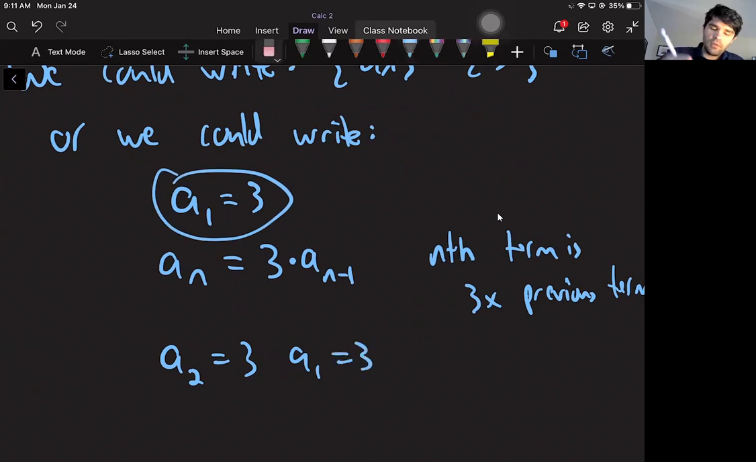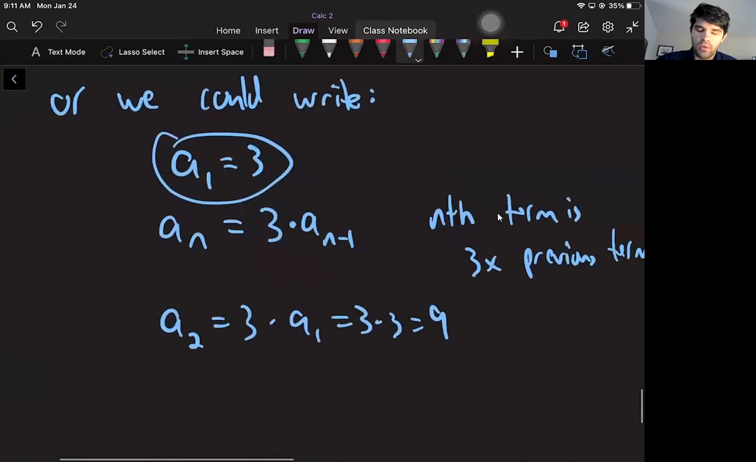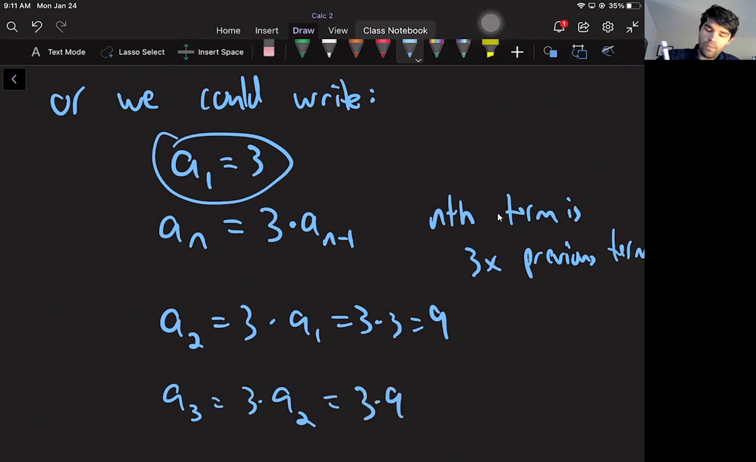I can put that in there to get 9. So yeah, I still get 9 as my second term. I just get it in a different way. And then I could say A3 is 3 times A2. But now I know what A2 is, it's 9. So I can put that in there and get 27.